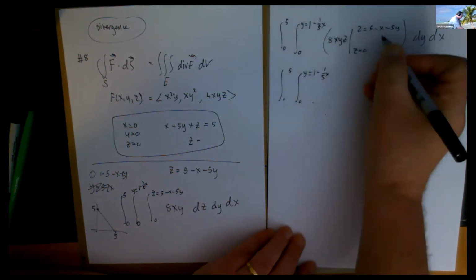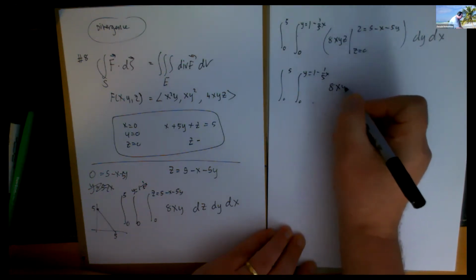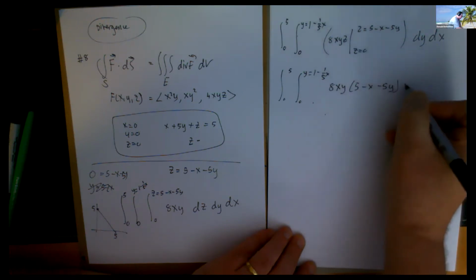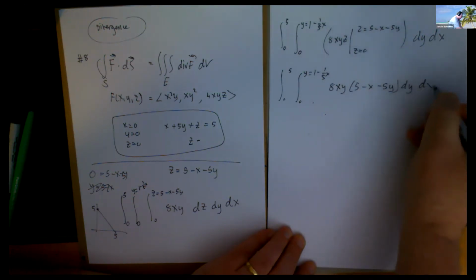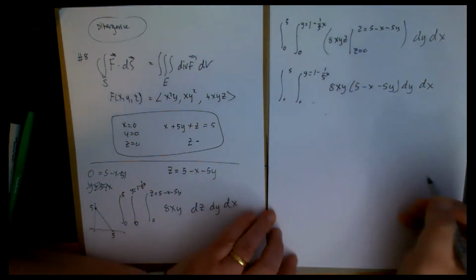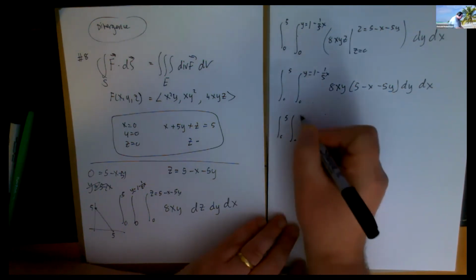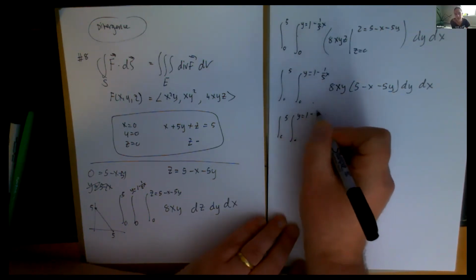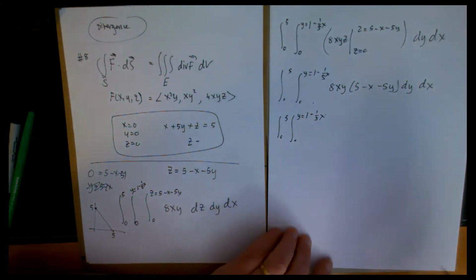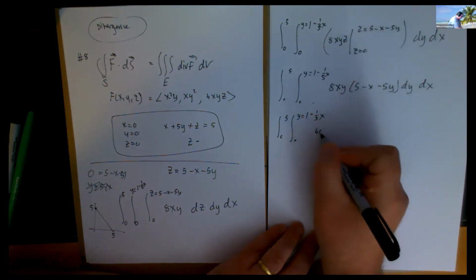Well, putting in 0 is easy, so you only get the first one. So what is the first one? 8xy times this horrible mess, dy dx. I think this is where everything started falling apart. I think it's just because it's messy. It was just impossible, too much to keep track of to get to the end of it. Okay, well, look, I'll try.